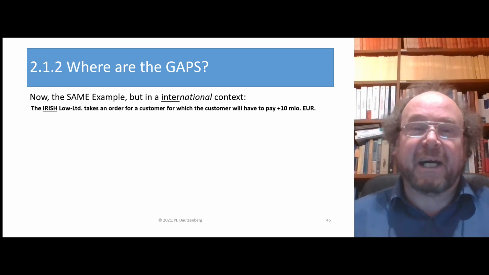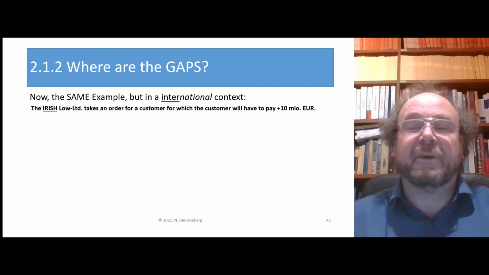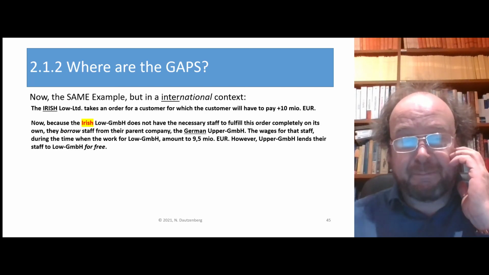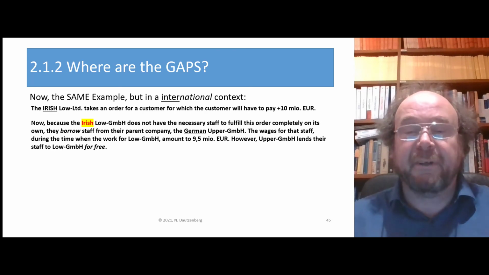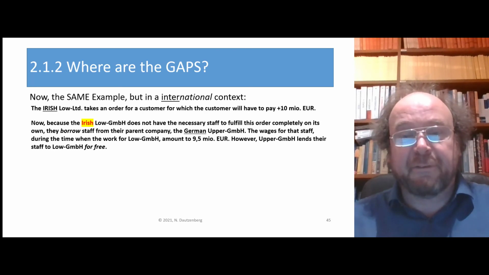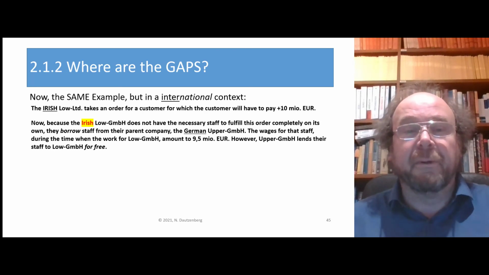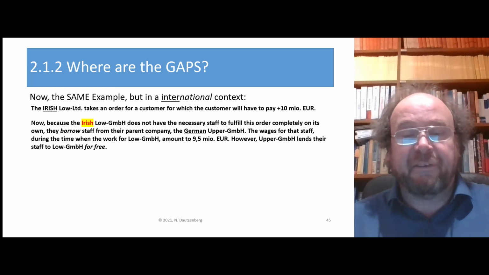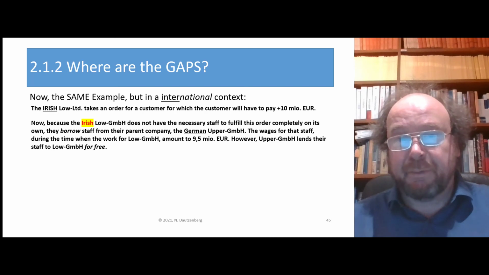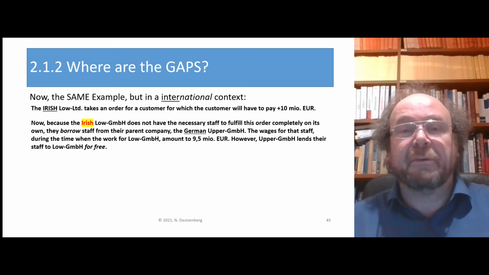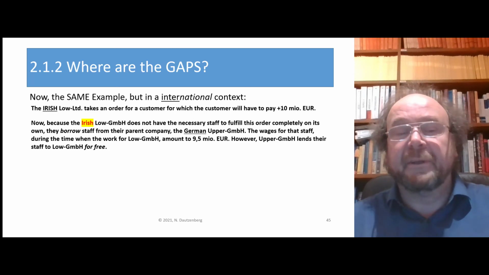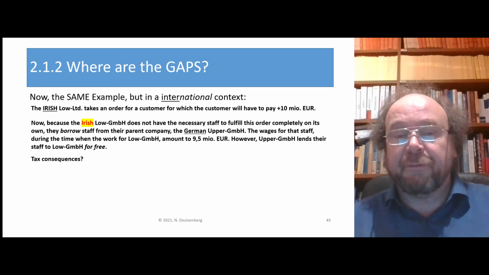Imagine now we have an Irish low limited which takes an order for a customer and the customer has to pay 10 million. The expense will again be 9.5 million. And again, we have to borrow the necessary people to work for the order from upper GmbH. Now, upper GmbH continues to pay the wages, 9.5 million. Again, upper GmbH lends the staff to low GmbH for free.